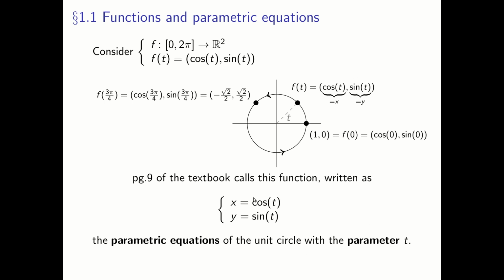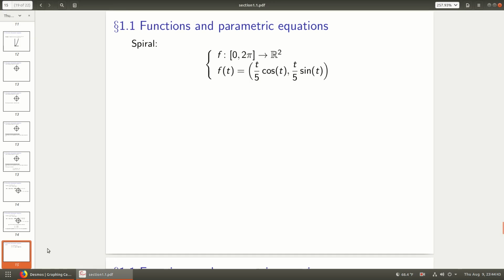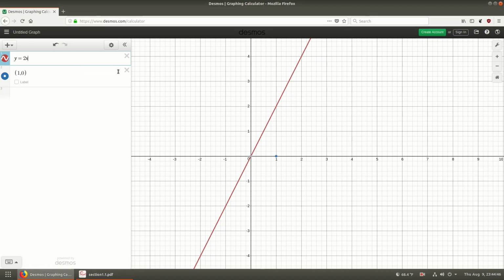And so why do they write it like this? Well, they write x equals and y equals because in this function up here, the x coordinate of f is cosine, and the y coordinate of f is sine. And those are called parametric equations, and we call the variable t the parameter. Okay, so what can you do with this kind of thing? Well, you may have seen parametric equations before, so you may have plotted them before, but let's plot a few.